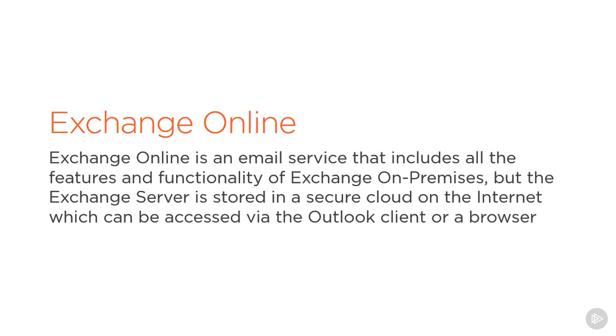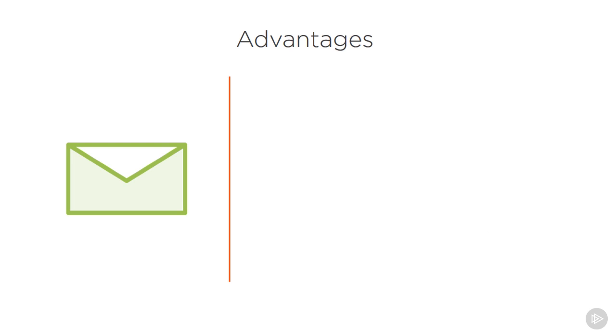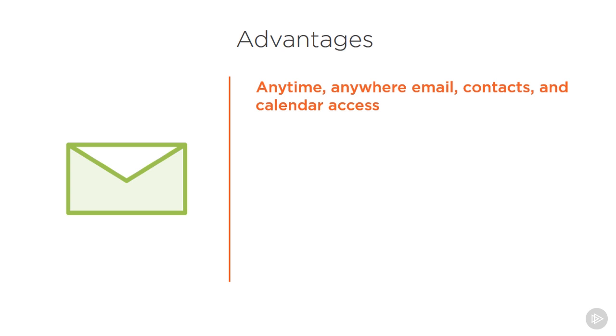You can use your client Outlook, the application that you already have installed on your desktop, or you can use a browser. So there's a couple ways for us to access that, and that leads us into our advantages of using Exchange Online. First off, you can access it anywhere, anytime, not just email, but your contacts as well as your calendar. Because if I'm remote, I don't have to worry about VPNing into my company to access my email or my contacts or my calendar. Instead, I just use a browser and it gives me anytime, anywhere access.